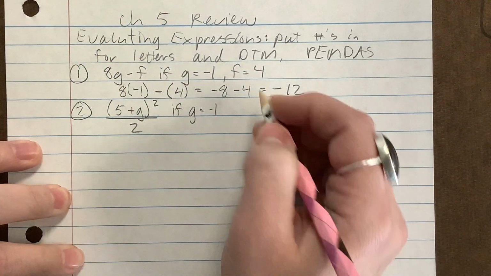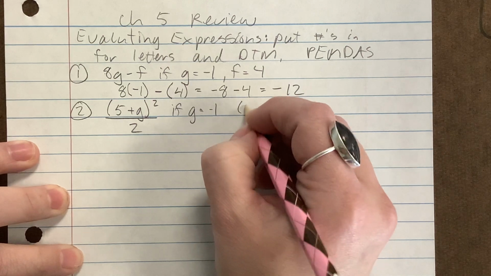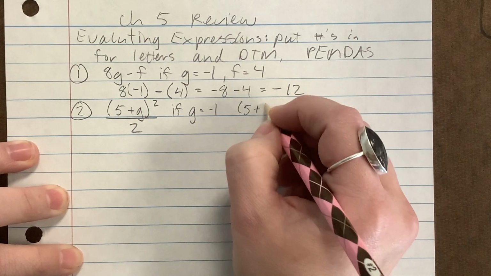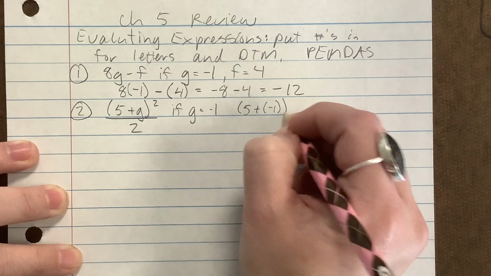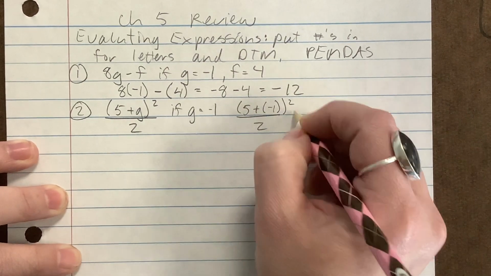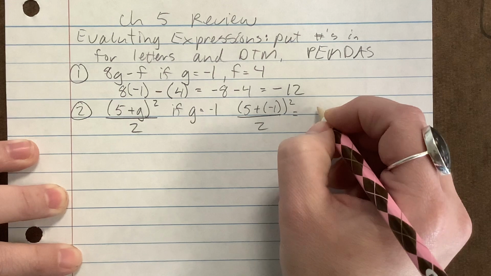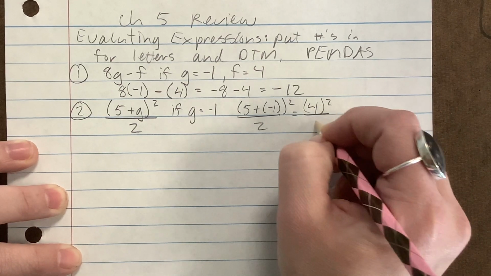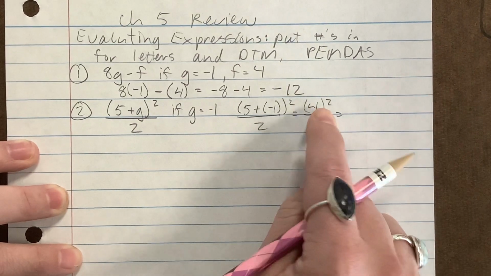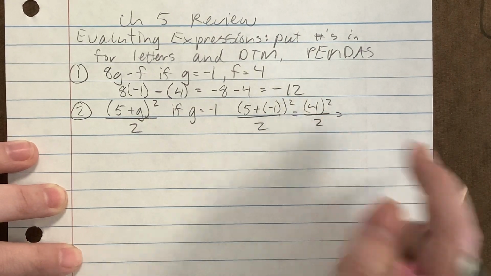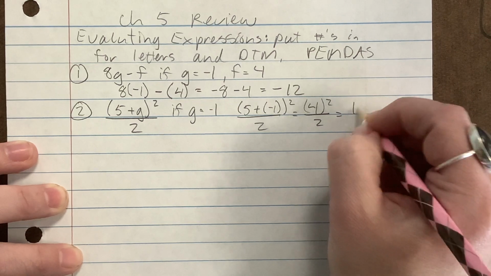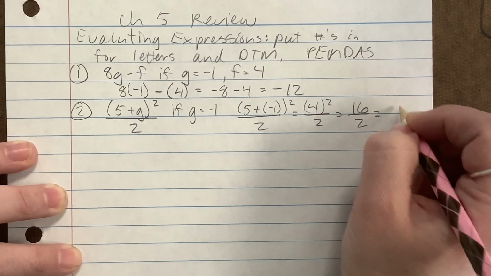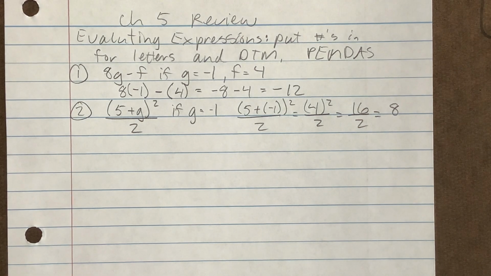All right, so I'm just going to fill it out over here. 5 plus -1, and close the parentheses, squared all over 2. 5 plus -1 is 4, and that's being squared and divided by 2. We have to do the squared first. Squared means that number times itself. 4 times 4 is 16, divided by 2 is 8. Okay. Awesome. Good times.